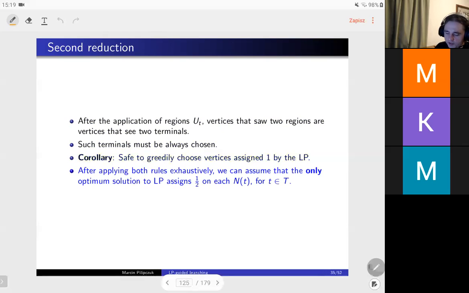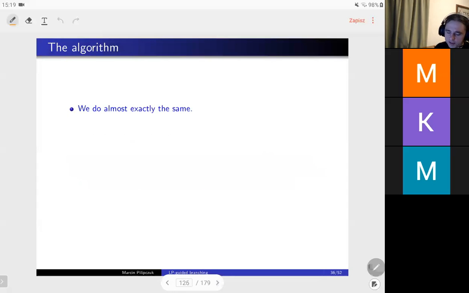So you end up with this picture where the neighborhoods of the terminals are disjoint, and the unique optimum solution to the LP is just putting halves on the neighbors of the terminals. Period. That's what you end up with by applying this. This is very similar to the picture you get for vertex cover, where the unique LP solution is just halves on the neighbors of the terminals, and that's it. So we end up with these pictures, and then we can do the same branching.